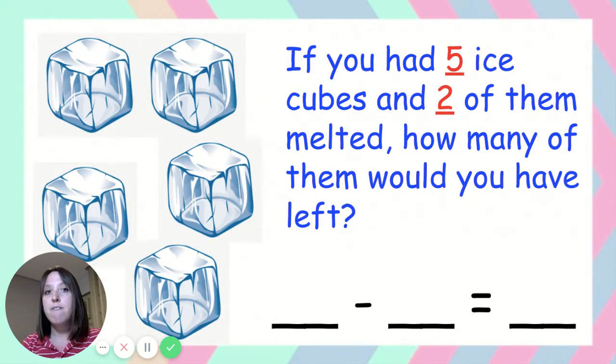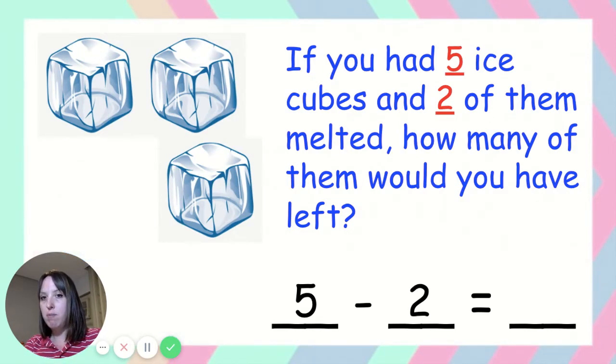If you had 5 ice cubes, yes, we take 5 ice cubes from the fridge, then 2 of them melted. How many of them would you have left? How many ice cubes would you have left? So you had 5. This is the minuend, the biggest number. Then 2 of them melted. This is 2. So 2 of them disappeared.